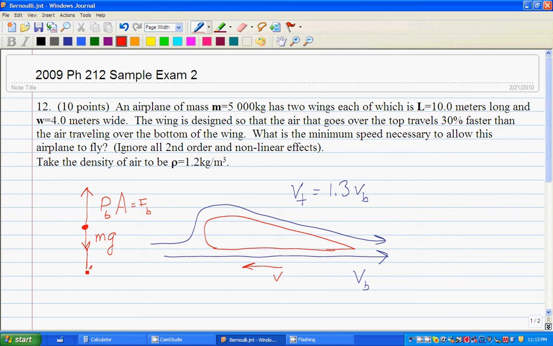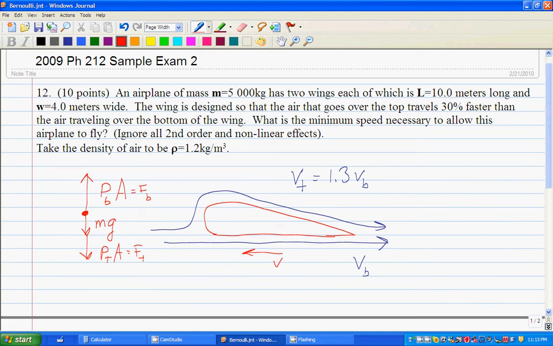But we also have air pressure on the top pushing down. But of course, the air pressure on the top is less because the air is moving faster over the top. And if this thing is indeed in equilibrium, and your plane is not either accelerating upward or crashing down to its fiery doom, the sum of the forces has to add up to 0.